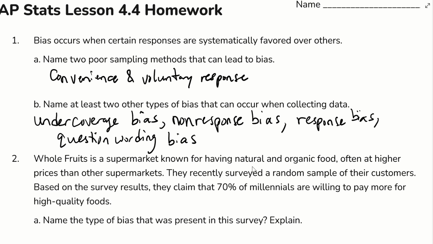Okay, now question wording bias is a specific type of response bias. It's basically what I mentioned earlier: if you have a survey or whatever, and you word it in such a way that it's a leading question, or you word it so that it's a double-barreled question or whatever. There are ways that you can word things to elicit a certain response.